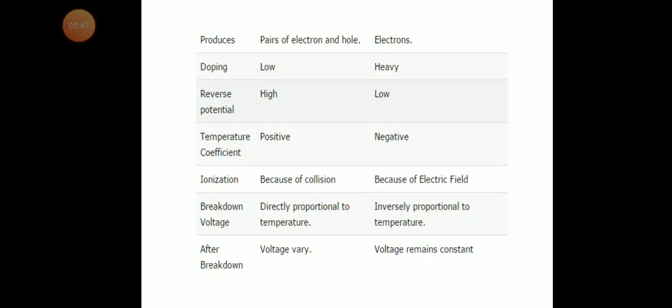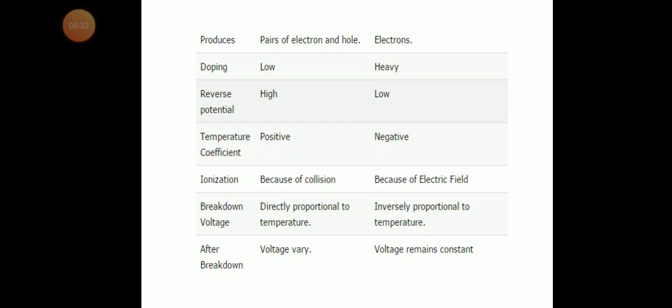You can see what each produces. The avalanche breakdown produces pairs of electrons and holes. In the Zener breakdown, what happens? It breaks the covalent bonds. The covalent bonds hold the free electrons lightly, and the bond breaks because of the applied electric field, so it generates electrons. But in the avalanche breakdown, it generates pairs of electrons and holes.